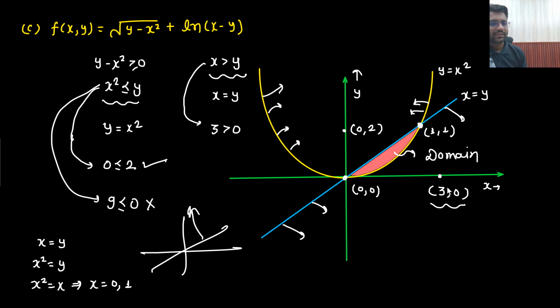Are you able to understand this point? Okay, upper side and downward side. What is the common part? This is the common part. So this will be the domain. So plotting the domain is clear to you or not?